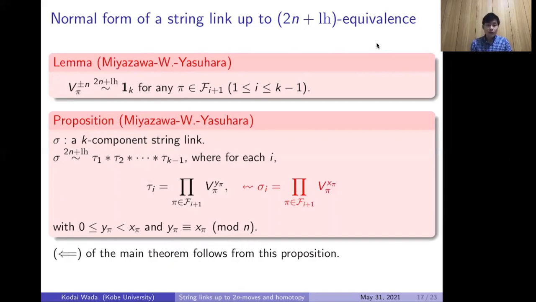The important fact is that this integer y_pi is determined by mu invariants modulo n of sigma, because x_pi is determined by mu invariants of sigma. Therefore, this normal form is determined by mu invariants modulo n of the given string link sigma. So using this proposition, we can prove the direction from right to left of the main theorem.